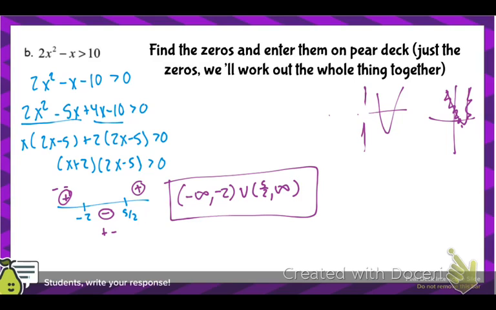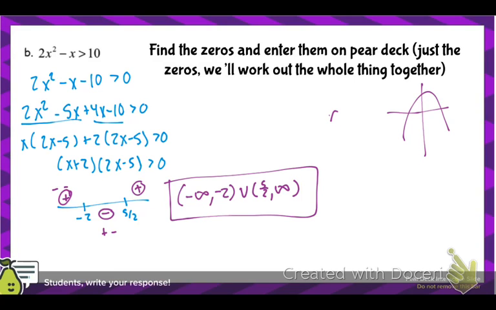So one thing that would change that pattern would be if the a value was negative. So if the a value was negative, that graph would be opening this way, so it would be negative and then positive and then negative. So keep that in mind. If your a value is negative, that's going to look different.